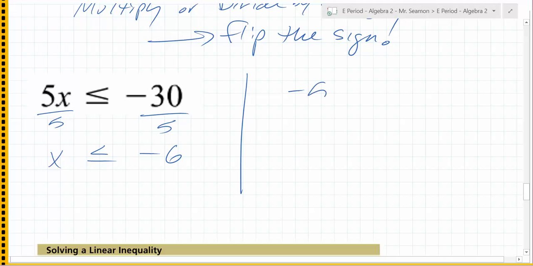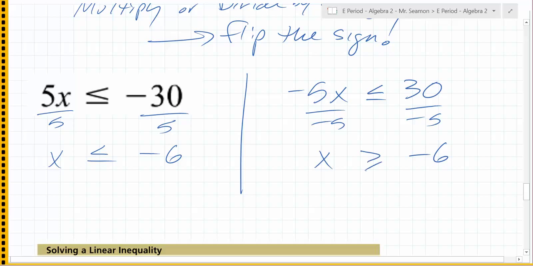But let's say we had this. What are you going to divide by now, Summer? Yeah, we divide by -5, and we end up with x something -6. What's that going to be? Greater than or equal to.